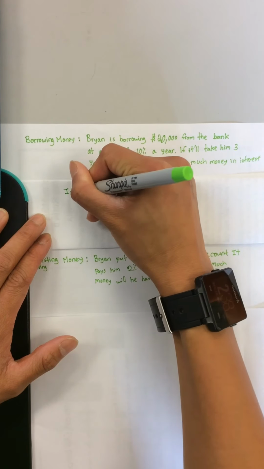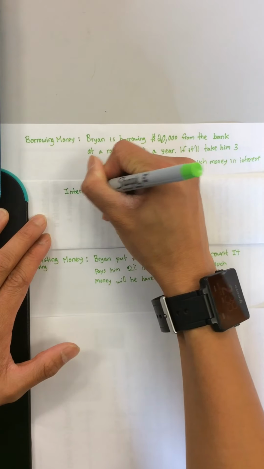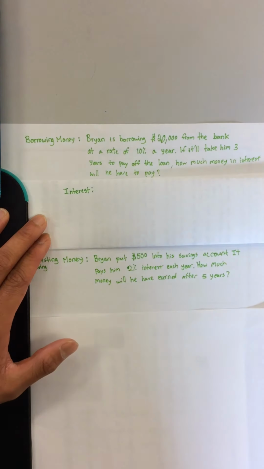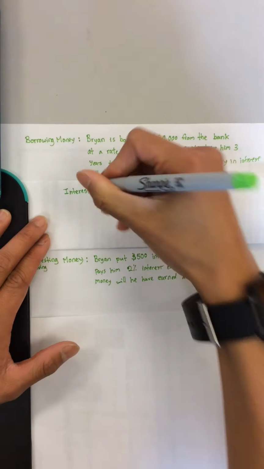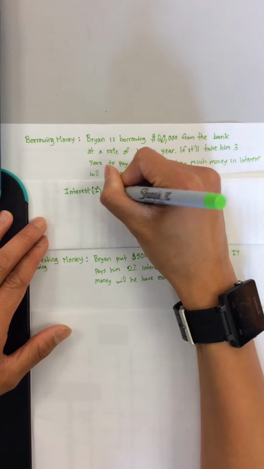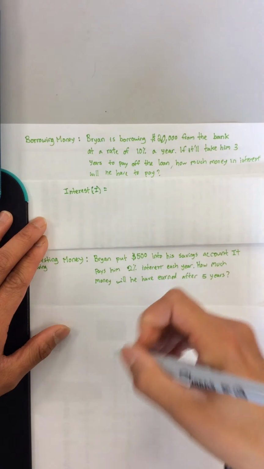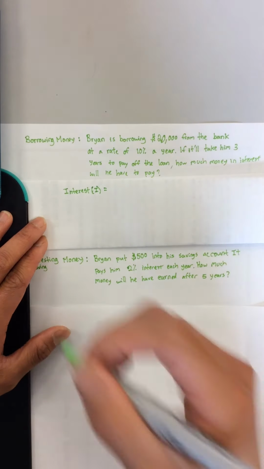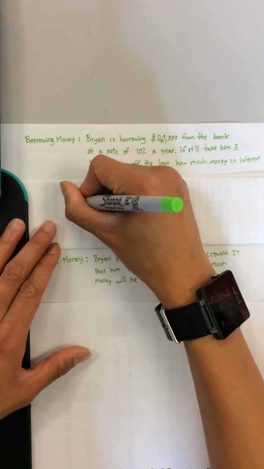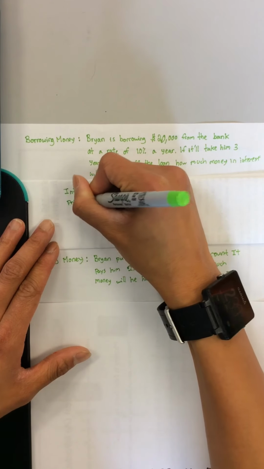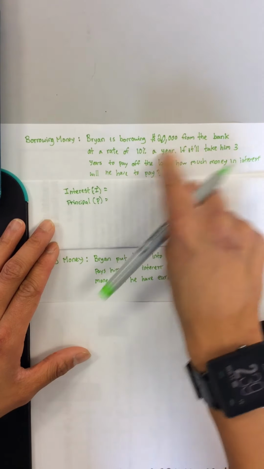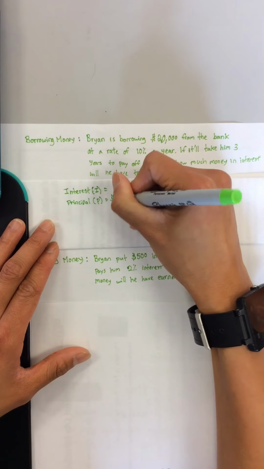Well, what I need to find out is the interest, right? The amount of money that he's going to be paying in addition to the amount of money that he's paying back to the bank. So I don't know what the interest is, and I'm going to represent that with the letter I. And then I need to also know his principal amount. Principal is just the amount of money that he's borrowing. So his principal amount, and I represent that with a P, the amount that he's borrowing is $20,000.